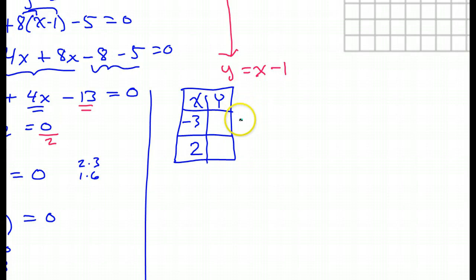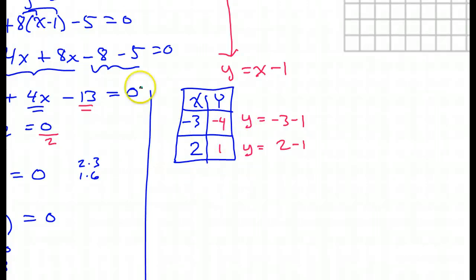So that means in this case, y is going to equal negative 3 minus 1, all right, because that's x. And of course, that equals negative 4. I guess I can just put it here. And in this case, this means y equals 2 minus 1. And that's just 1. Okay, so that is super easy. So that's it. These are the solutions. And I think that is the easiest way to do this problem.